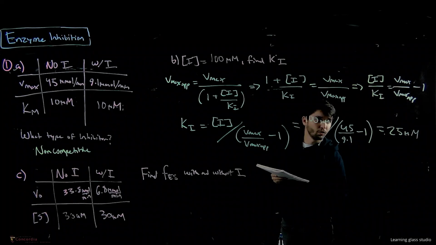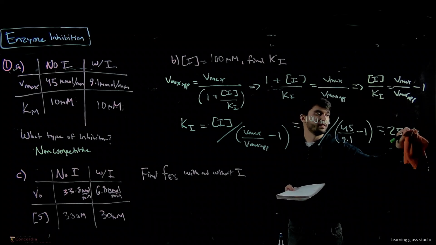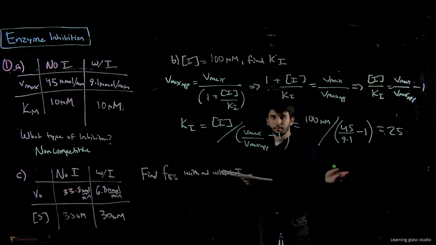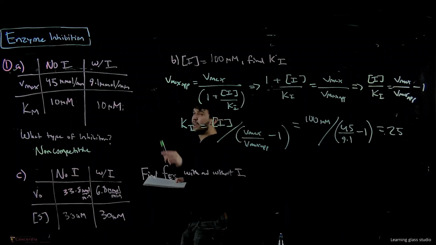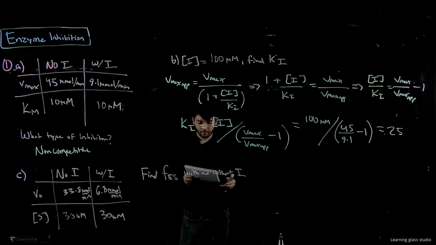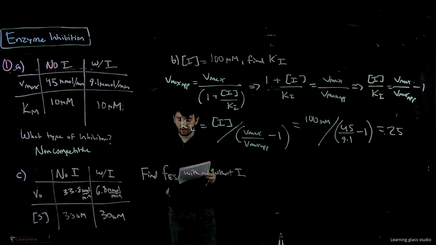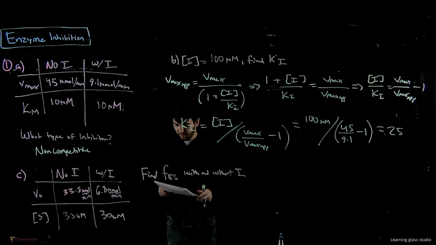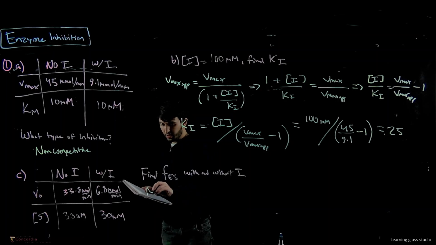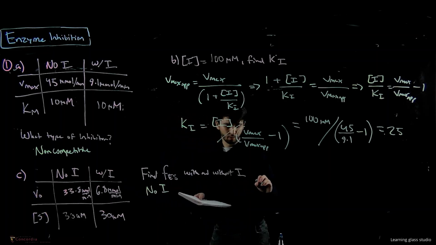But actually, this is an equilibrium constant, so it doesn't have units. So 25. So a bit high, so it's a pretty good inhibitor, as you can see by it really reduced the rate of reaction. So this last part's a little tricky. So if the substrate concentration is 30 micromolar, what fraction of enzymes are bound to substrate with and without the inhibitor? So to do this, let's first do no inhibitor, and then over here we can do with the inhibitor.